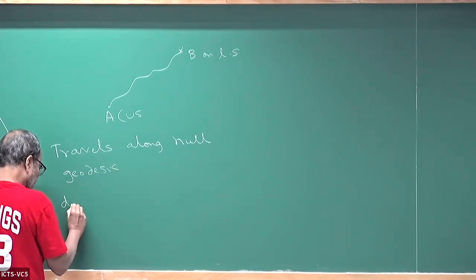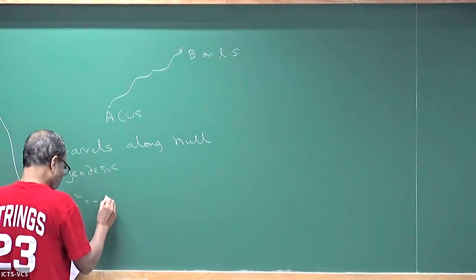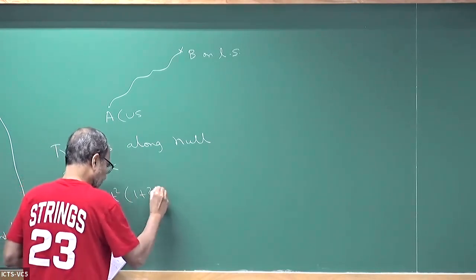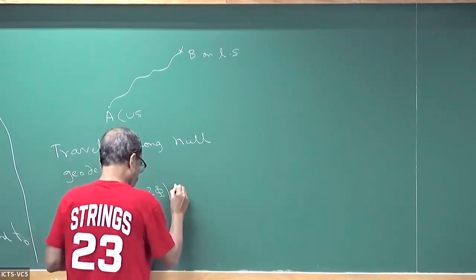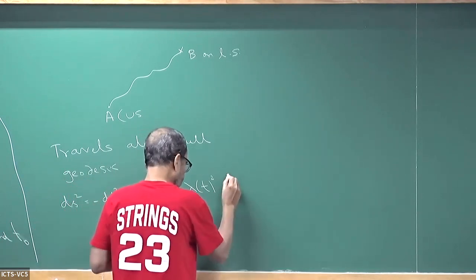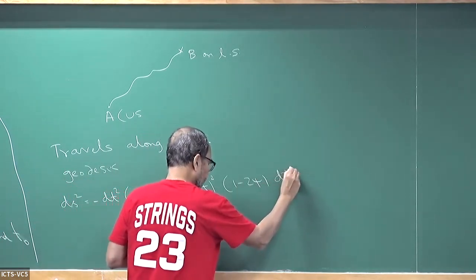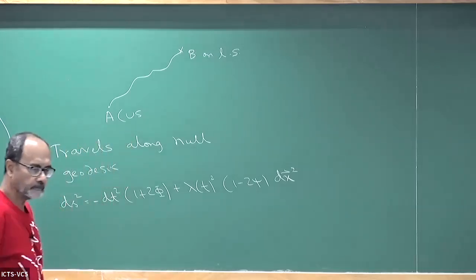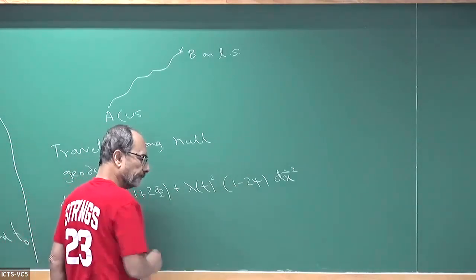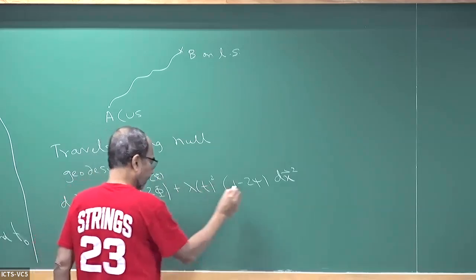So the metric ds square, which was minus dt square 1 plus 2 phi plus lambda t square 1 minus 2 psi dx square. These are dependent on x but not on time. So in general these can depend on x but not on time. That's our assumption.